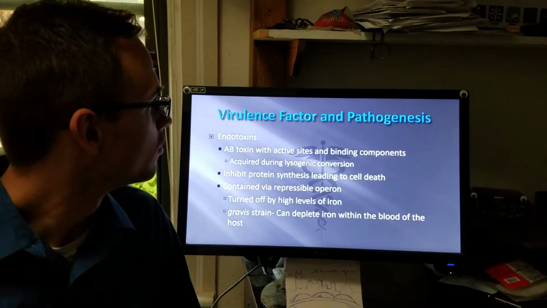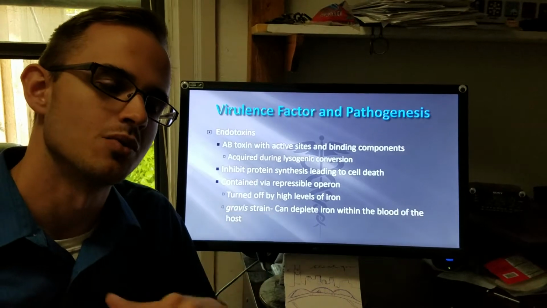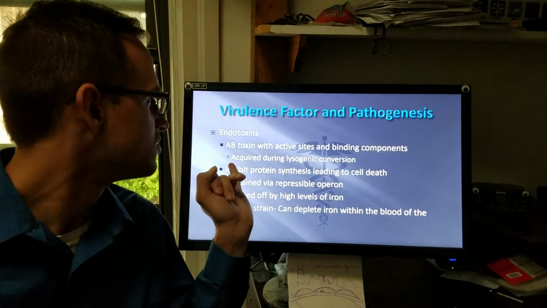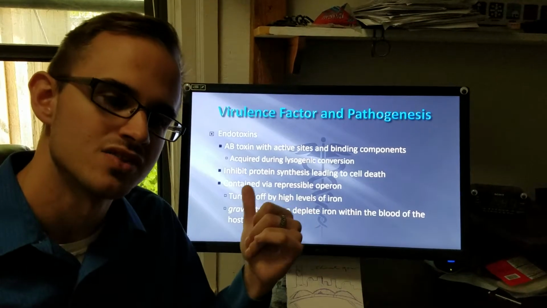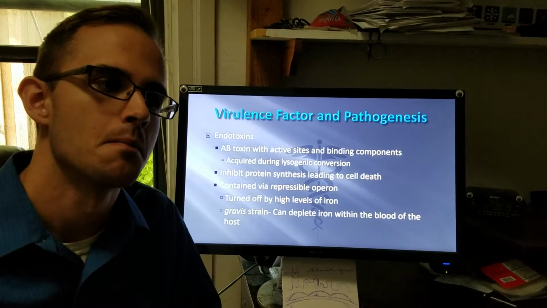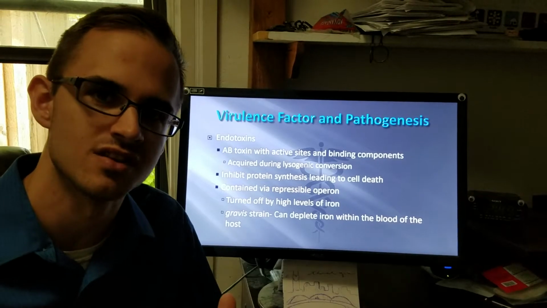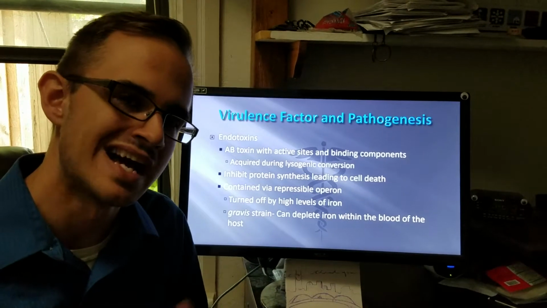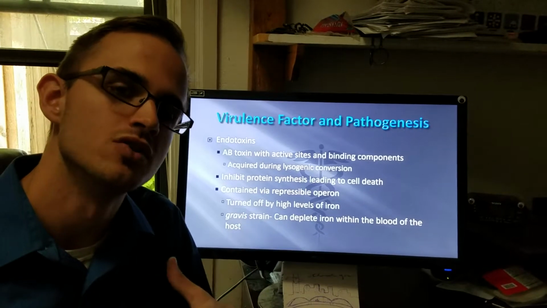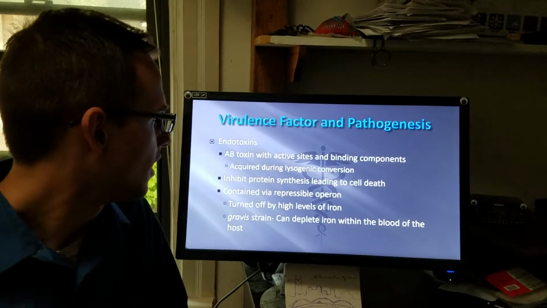Moving on, virulence factors and pathogenesis. Endotoxins are what cause all the damage. The bacteria itself doesn't cause damage. As you can see, it's an AB toxin with active sites, but it acquires these active sites and lysogenic actions of the bacteriophage. Very interesting, it enters into the bacteriophage, multiplies, lyses the bacteriophage, and then it acquires the gene that codes for the toxin, which then causes all the harm to the body.